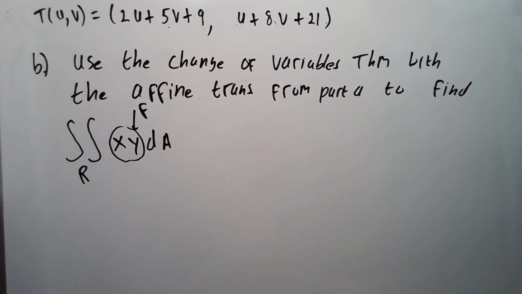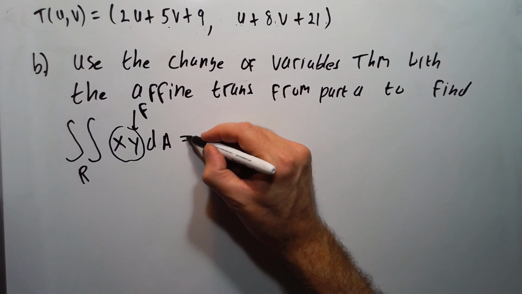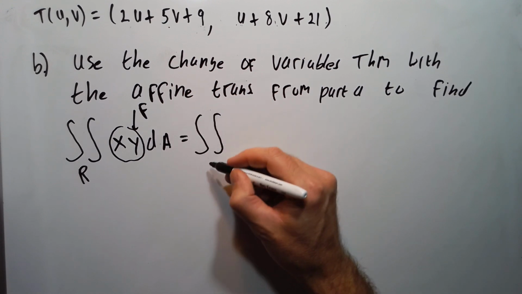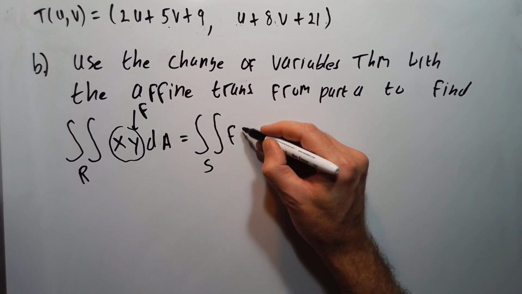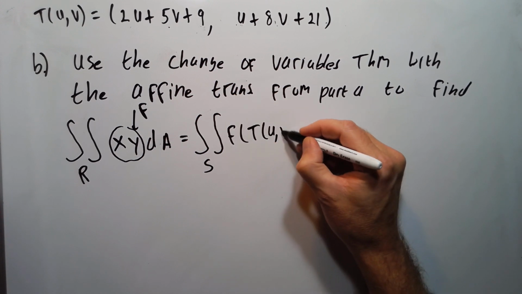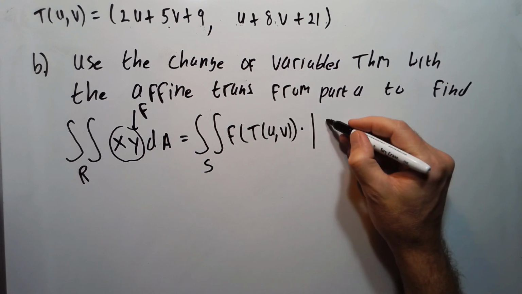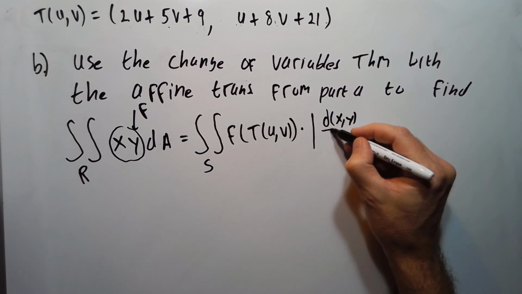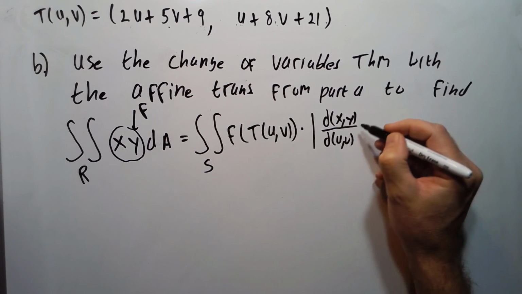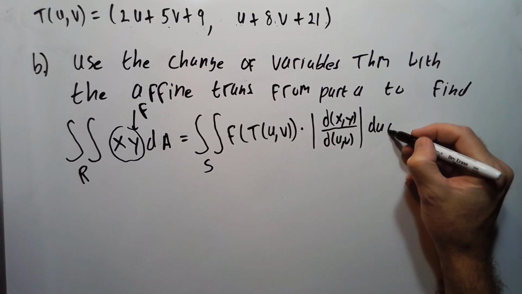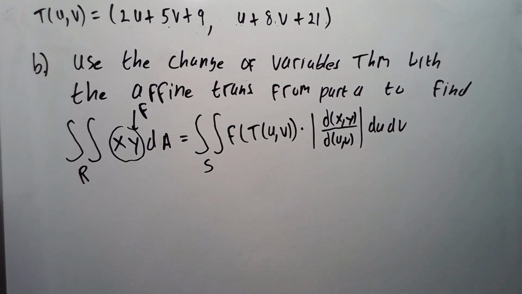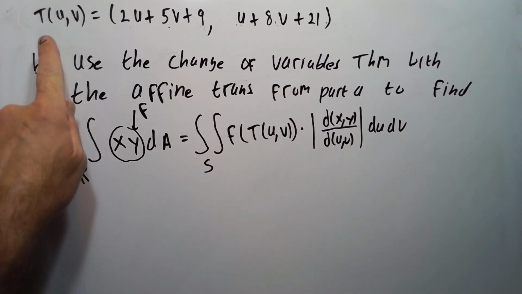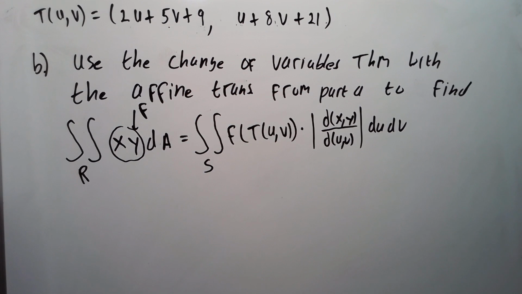So by the change of variables theorem, this will equal the double integral over S of f of T(u, v) times the Jacobian times du times dv, or it could be dv du, doesn't matter. Here, in our case, this is the triangle from part A, and this is the right triangle. So I have my affine transformation at the top up here. So let's find the Jacobian.